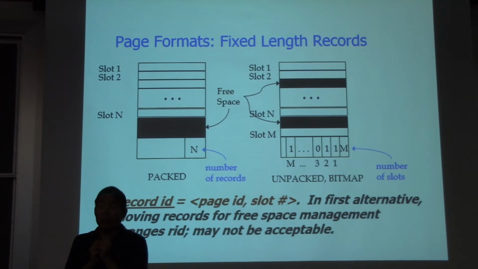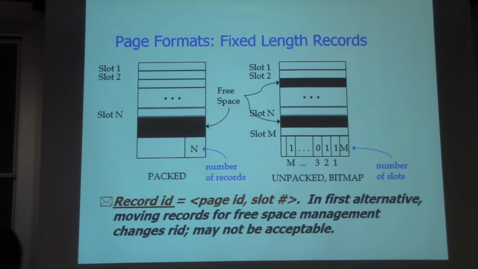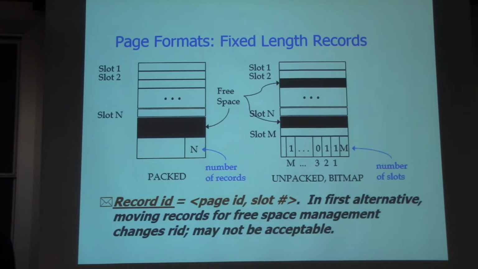But does it change the record ID of the record that's in the slot? So if it moves that record to another location? Good question. So the question is, will deletion and insertion change the record ID for a particular record? We haven't talked about this concept of record ID yet. So let's talk about the variable length first, then I will come back to that here, to the fixed length.